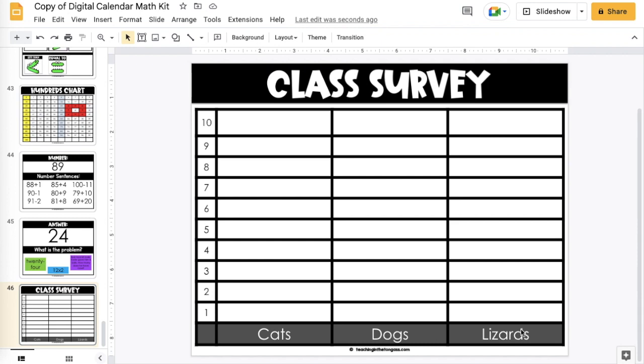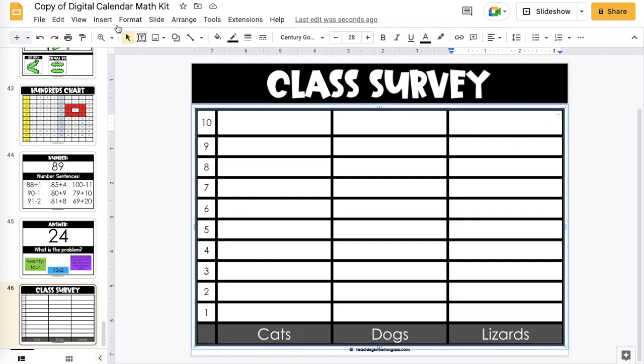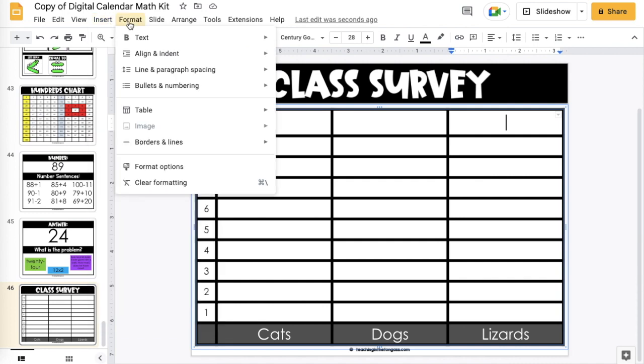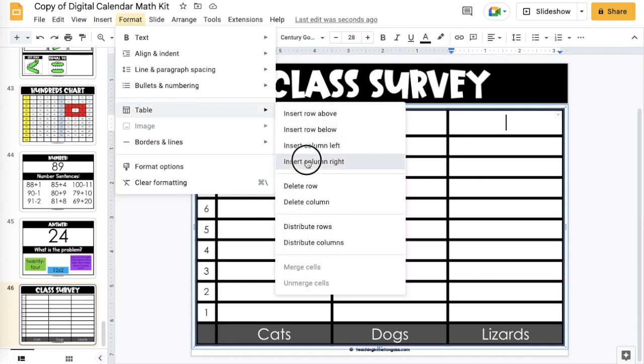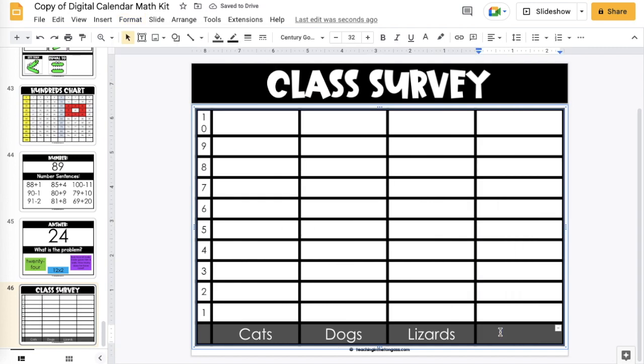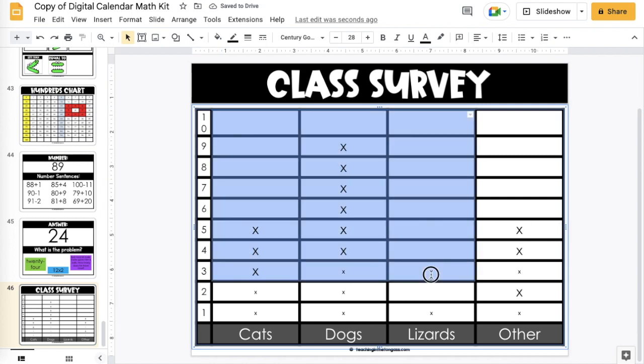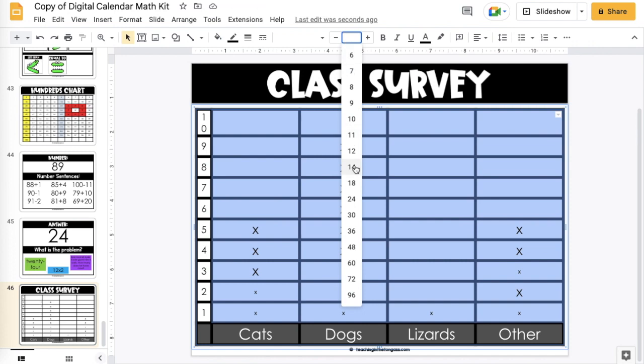Moving on, we have cats, dogs, lizards for our class survey, but we don't have a column for other things like birds and horses and fish. So let's go ahead and insert another column on our right of our survey graph here. And let's go ahead and put our results in. So I asked you this morning how many people have cats at home, and I noticed that 5 of you have cats, so I filled in those X's, just marked in the spots. And we noticed that 9 of you have dogs, 1 of you has a lizard, and we have 5 people again that have animals that we're calling other.